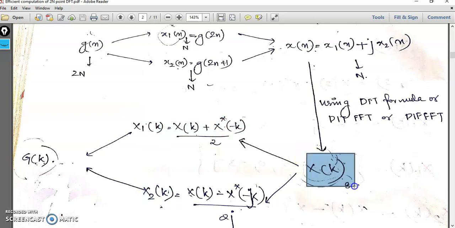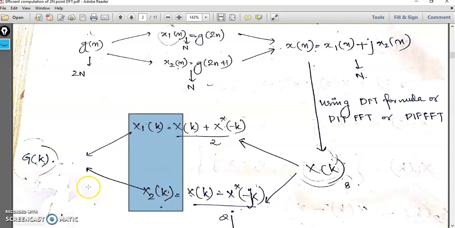If we know x of k, it is an 8-point DFT. Using an N-point DFT, you compute x of k, and from x of k you can compute x1 of k and x2 of k. But our aim is to compute the value of g of k. g of k has length 2N, and g of k is the DFT of g of n. So how can we represent g of k in terms of x1 of k and x2 of k? Next we look at that, in the next section.